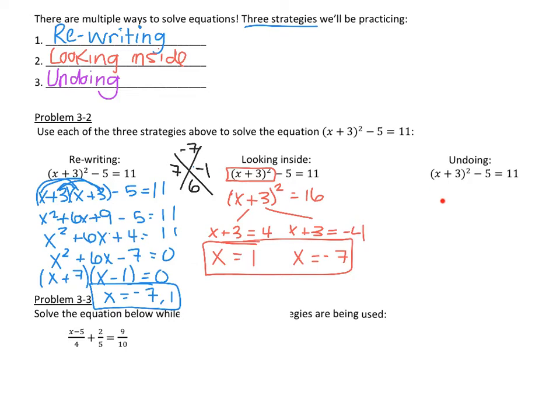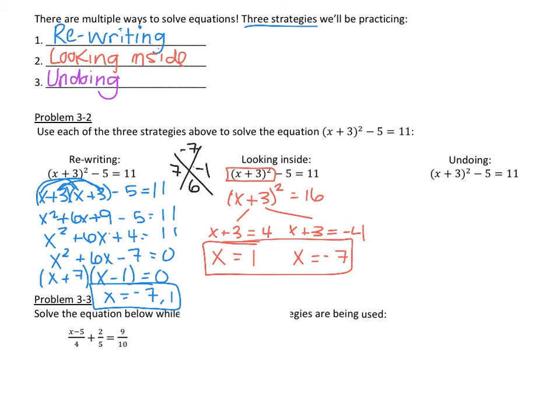But the great news is you guys can choose the strategy you're using. And there's no strategy that looking inside is no more or less valid than rewriting. The last one we're going to see is undoing. And like I said, this one's probably the one you've had the most practice with, because we're just trying to reverse all of the operations we see happening to x. So my goal is to get x by itself right now. Right now it's adding 3, then squaring it, then subtracting 5. And we're going to undo everything that's happening to x in the reverse order.